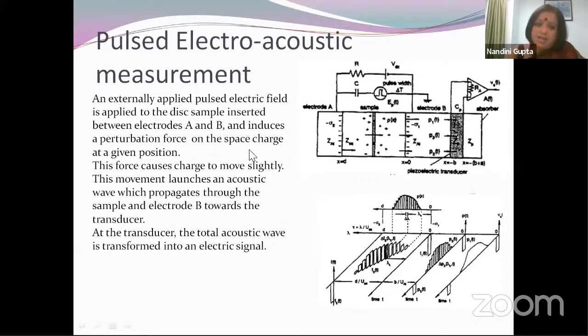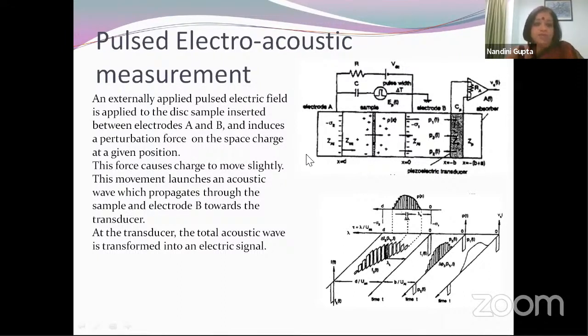Now, in pulsed electroacoustic measurement, of course, you energize the material so that space charge can accumulate, and the material has to be energized at fields above its threshold field for space charge to accumulate. Any small field will not cause space charge accumulation. So you energize the material with a DC field because we don't want any polarity reversal to disturb our measurement. So the field will be constant throughout our measurement.